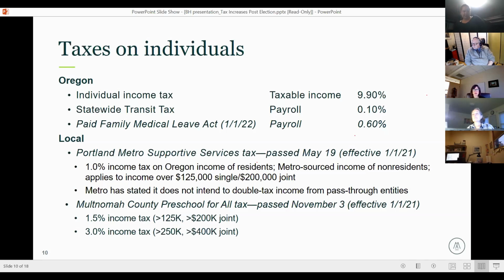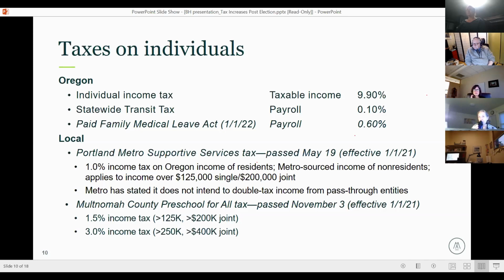There's the Supportive Housing Services Tax that's effective January 1. That's a 1% income tax on all Oregon income of metro area residents and the metro sourced income of non-residents. It applies to income over $125,000 for a single filer, $200,000 for married filing joint. I did not have time to update this slide. Metro has stated that, as the ordinance is written, a partnership, for instance, would pay the tax, and then the members of that partnership would pay tax on their distributive shares.